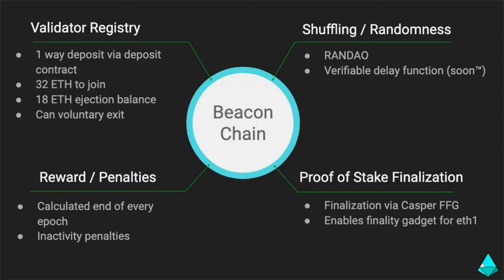The Beacon Chain also handles rewards and penalties for the validators. The rewards and penalties are calculated at the end of the epoch. And if the Beacon Chain doesn't finalize, which is a nice property I will cover later, the validators will be punished, and that's called inactivity penalties. The Beacon Chain is also proof of stake, so we utilize proof of stake for finalization, which is known as Casper FFG, and you can build a nice penalty gadget for ETH1. So it's very important.